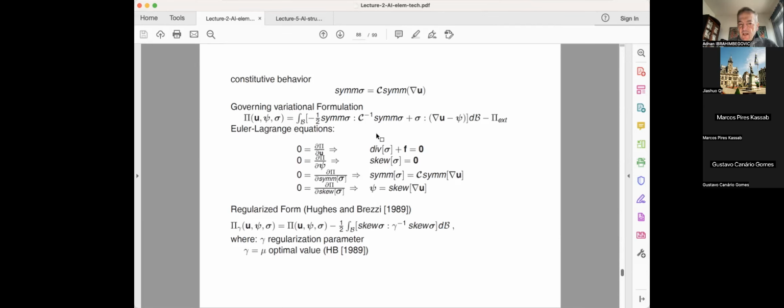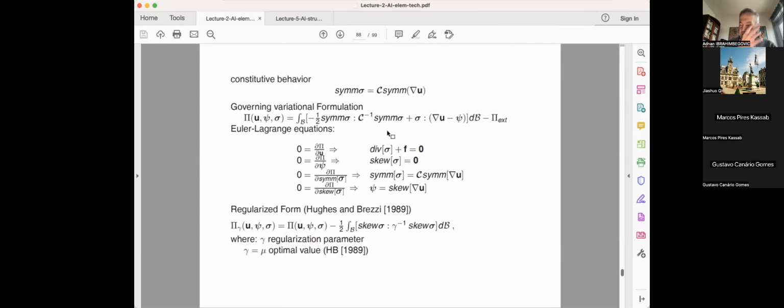So if I take a variation of such a functional with respect to displacement, I recover from the upper situation, basically taking the derivative with respect to U, and then shifting the derivatives of U onto sigma, I will recover the divergence of sigma plus F equal to 0, plus the interpretation of the Neumann boundary condition.